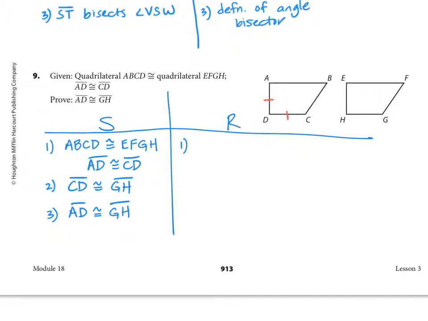Reason number 1 is the given. Reason number 2, why can we make this statement, segment CD is congruent to segment GH? That's because they correspond and the figures are congruent. So CPCFC. Reason number 3, because we had to combine, segment AD and segment GH are both congruent to the same segment, to CD. That means AD and GH both have to be congruent to each other. That is the transitive property.